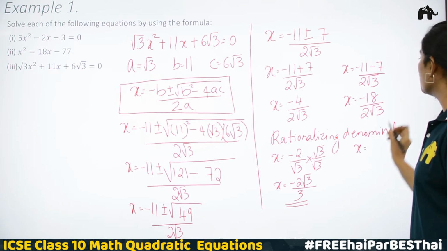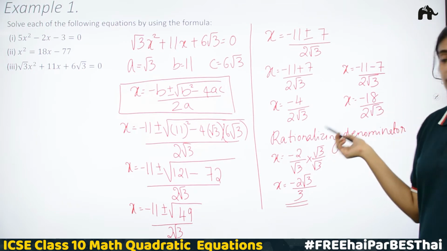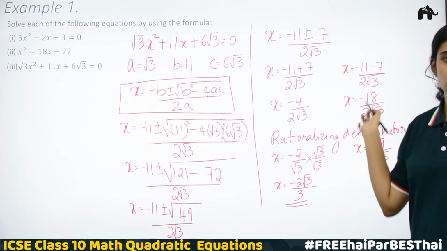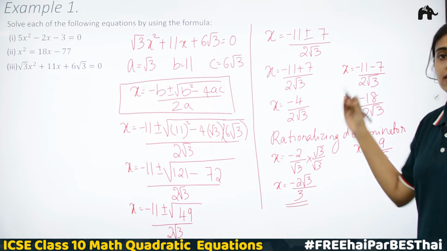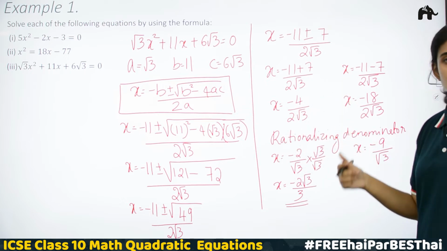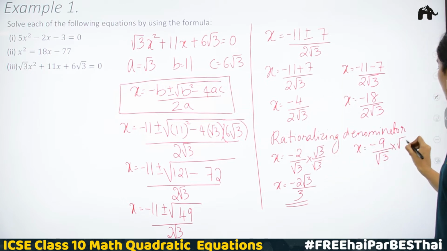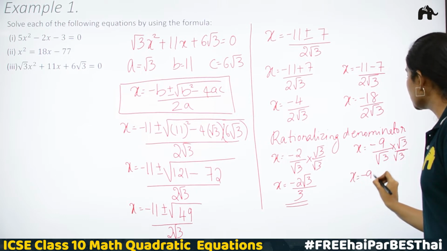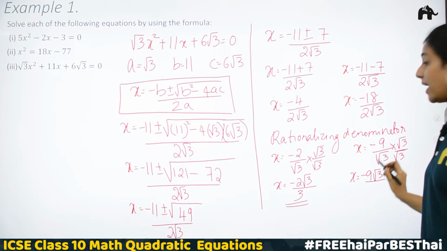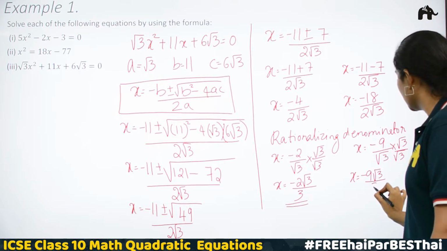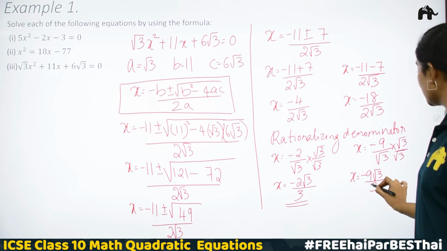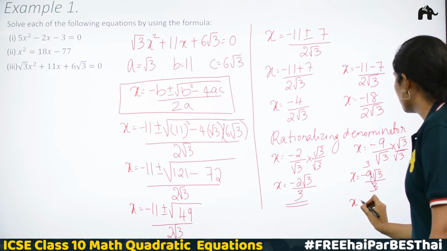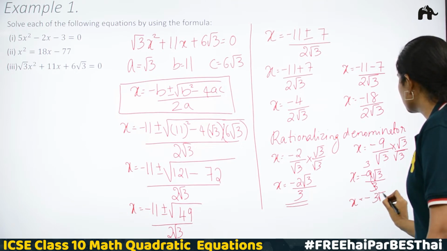x is equal to minus 18 by 2 root 3 is minus 9 by root 3, cancelling with 2. Same process, divide and multiply with root 3 by root 3. That is, x is equal to minus 9 root 3 divided by root 3 into root 3 is 3. Okay, then what do you get? Cancelling this, you will be getting 3 here. That is, x is equal to minus 3 root 3.